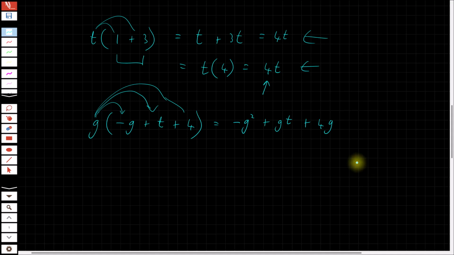Okay, so that completes some basics on the distributive property and expanding those brackets.